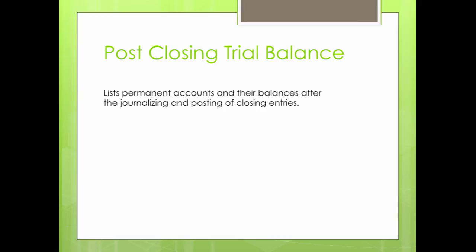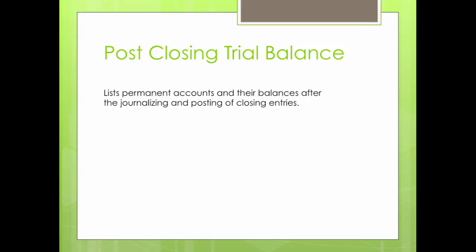Once all of the closing entries have been recorded, we can prepare another trial balance, which you have learned to do in the past. And this time, what we're going to call that trial balance is the post-closing trial balance, and it's coming from the ledger. So this post-closing trial balance lists permanent accounts. Permanent. Make sure you get that term. It's permanent, not the temporary accounts. And you have to take their balances.